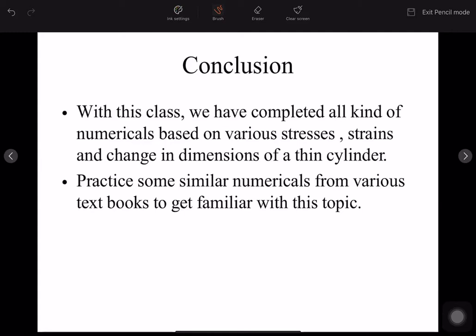So with this, we can conclude, I can say that we can conclude this particular chapter, thin cylinders, has been covered completely with this tutorial.